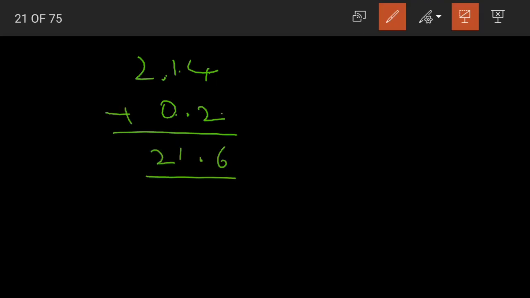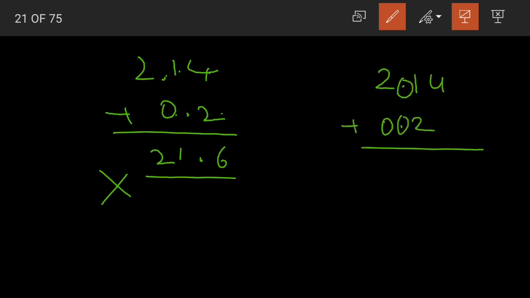Example here is 2.14 plus 0.2. If I write like this, what will my answer be? 21.6 will be my answer. But this is wrong. What is the correct answer? See, the points should be one below the other.